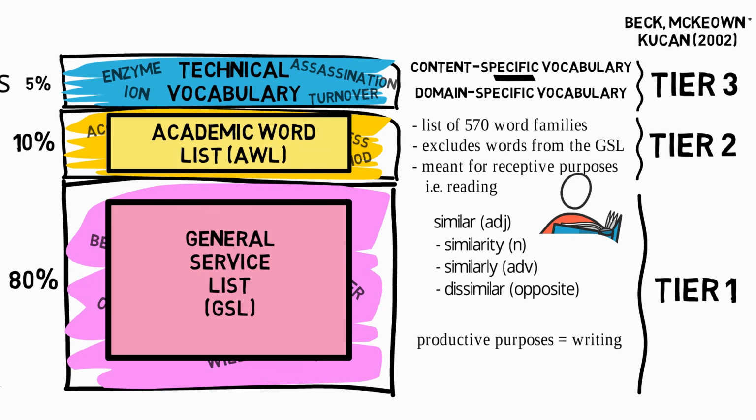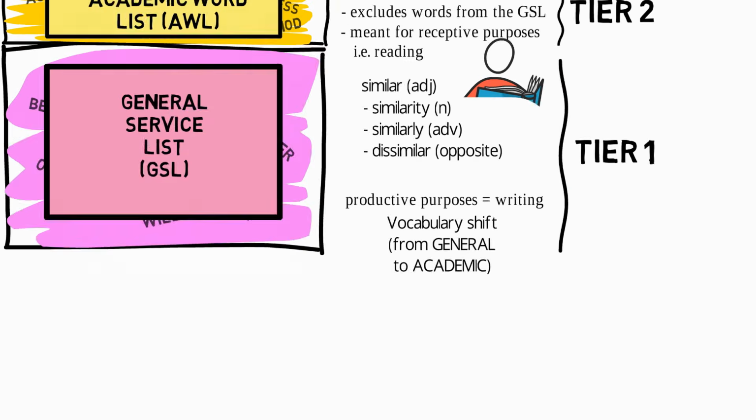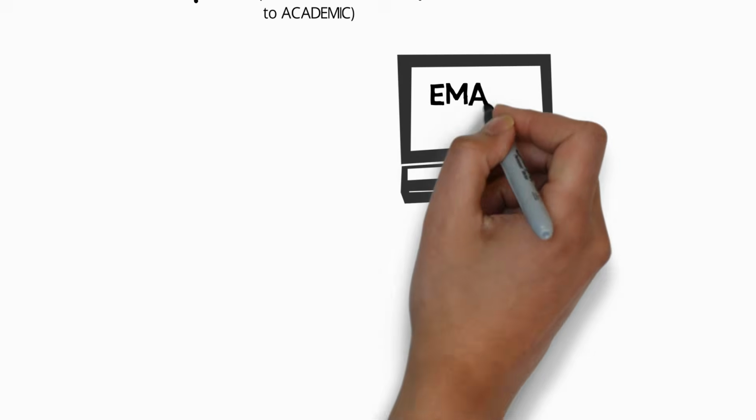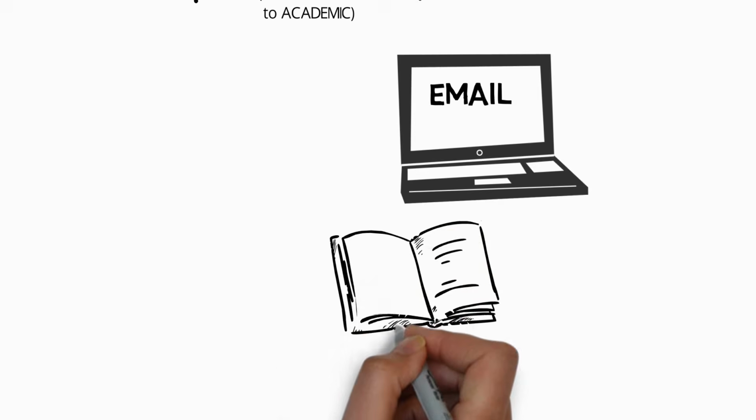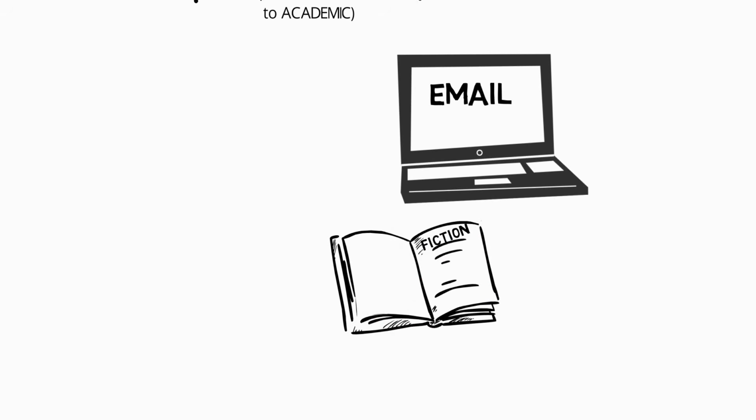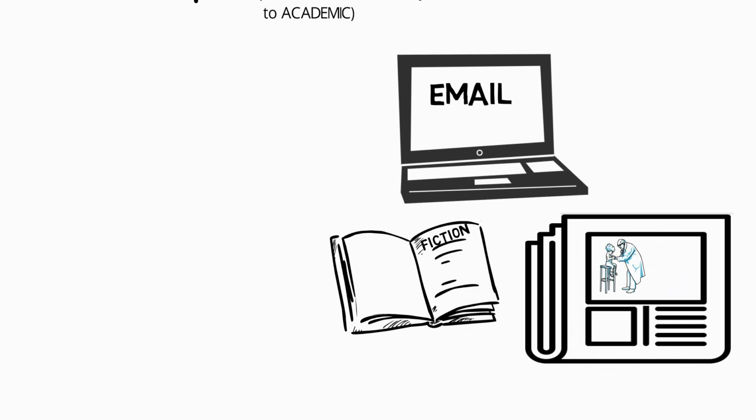And this is related to something called the vocabulary shift from general to academic. In other words, recognizing which words are suitable for academic writing and which words are not. Let's see some examples to help us understand this. Let's look at the kind of writing students might be familiar with before they start a course of academic English, namely an email, some fiction, and a newspaper article.